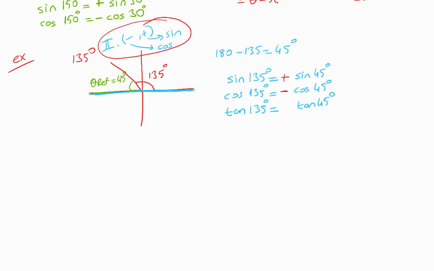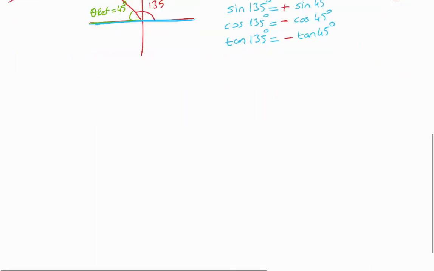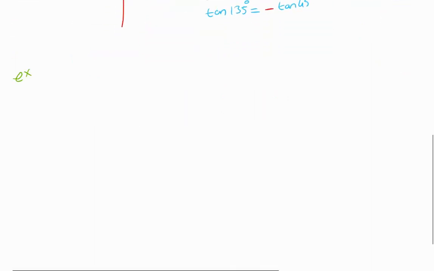And how about tangent? How do we know the tangent in the unit circle? We said tangent was sine over cosine. So I'm looking, sine is plus, but cosine is minus. So tangent is minus, negative. Okay, hopefully it helps. Let me put one more example here.